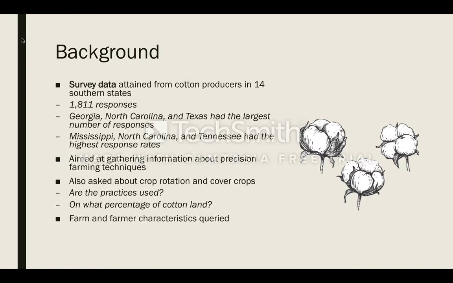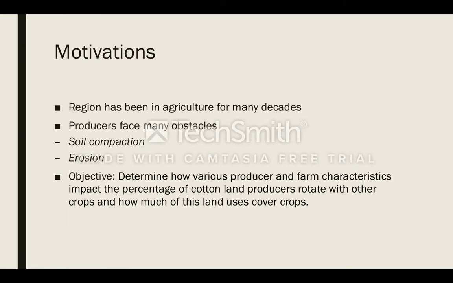So the real aim of the survey was to gather information about precision farming techniques, but it also asked about crop rotation and cover crops in separate questions. Each best management practice was queried about whether or not it was used, and if it was used, on what percentage of cotton land. Farm and farmer characteristics were also asked about. These include things like age, income level, things like that, and it's really these two bullet points that I was concerned about for my research.